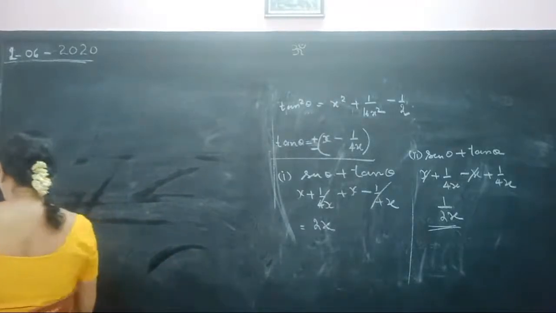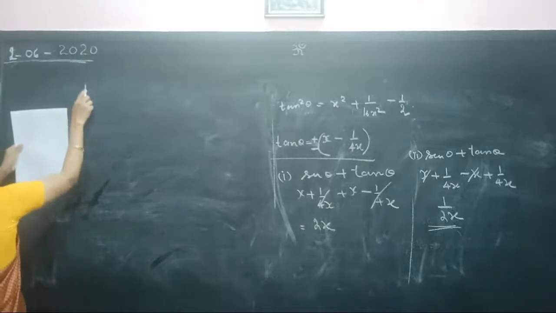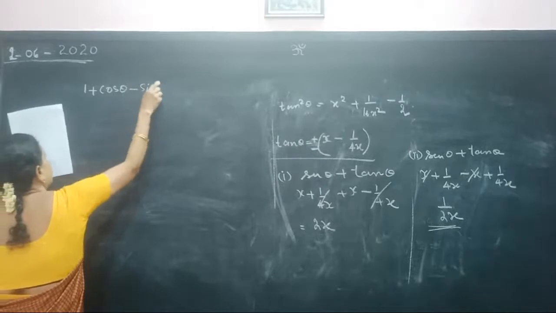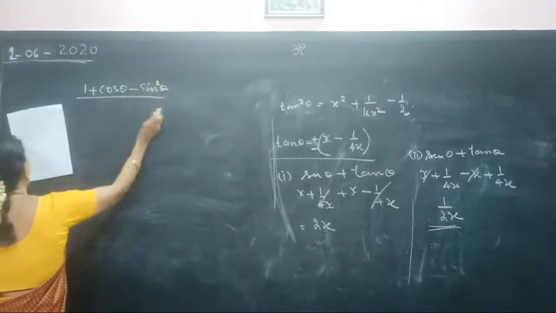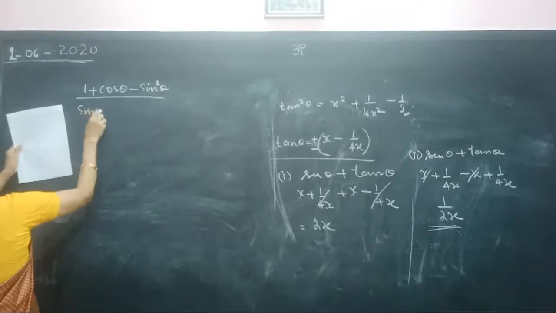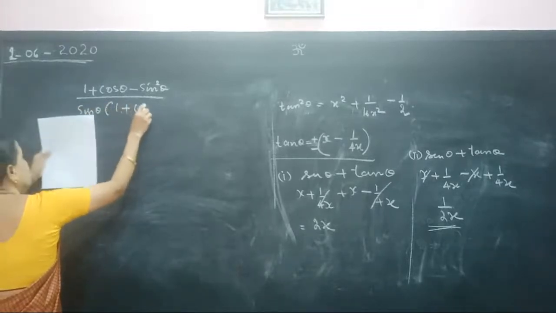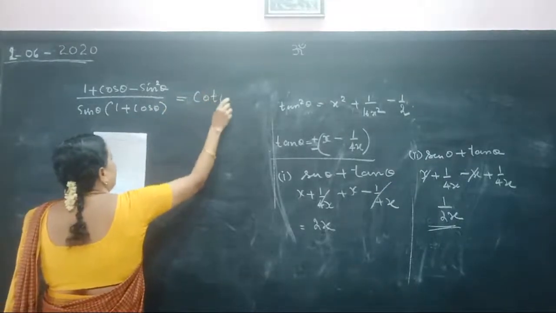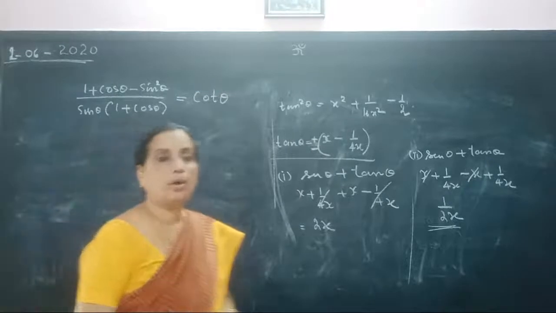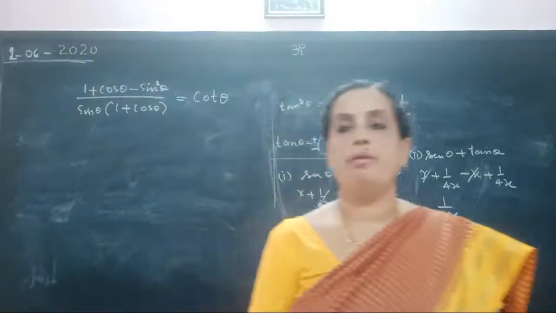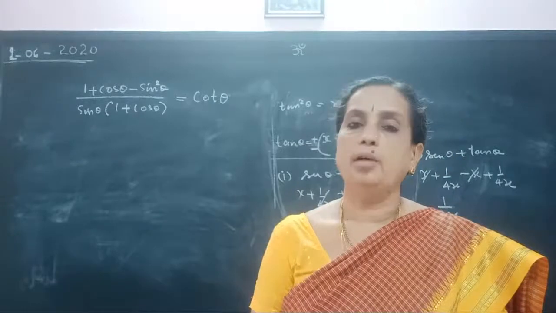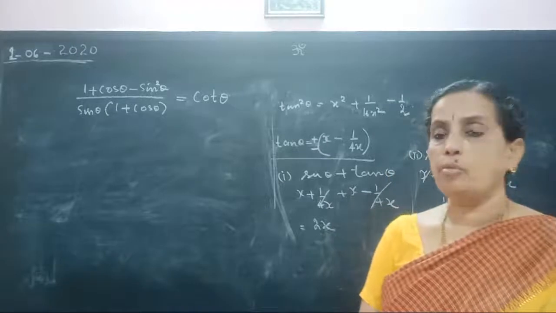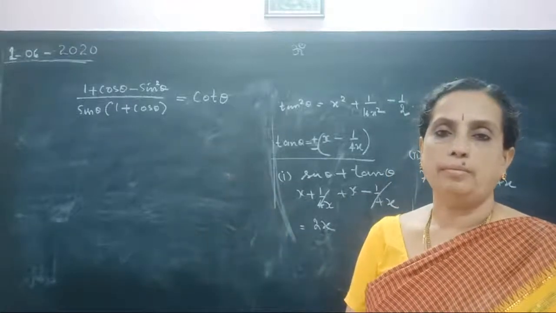Prove that 1 plus cos theta minus sin square theta by sin theta into 1 plus cos theta equals cot theta. That is, to get cot theta, the simplified version of LHS is cos theta by sin theta. We have to get the LHS as cos theta by sin theta, that is equal to cot theta.